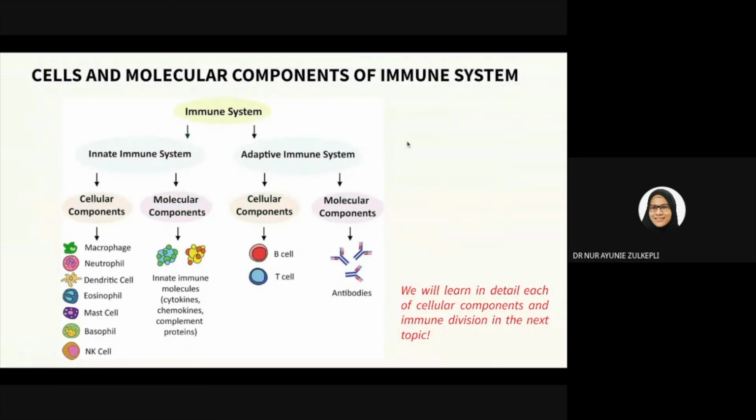As for the adaptive immune system, it looks simple, but actually the mechanism is much more complicated compared to the innate immune system. The cellular components usually involve B memory cells and T memory cells, and the molecular components usually involve antibodies. So bear with this. Mind you, if I ask you to draw this picture, you should be able to differentiate the division of the immune system and the components involved. Okay.